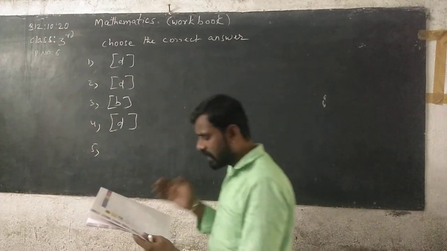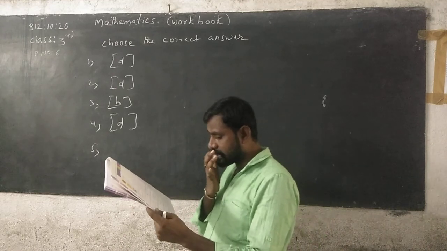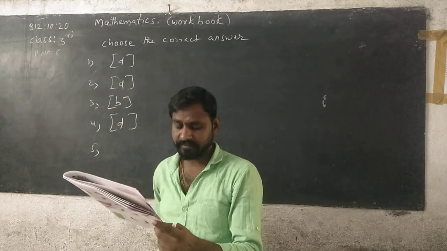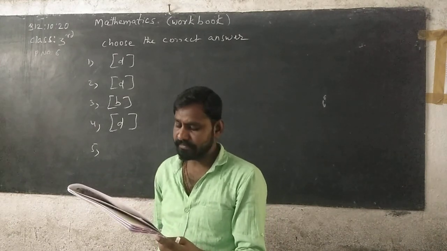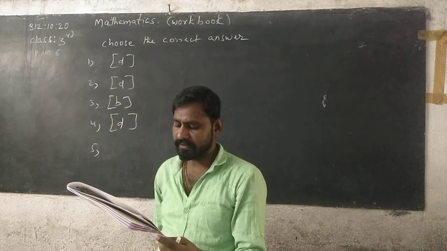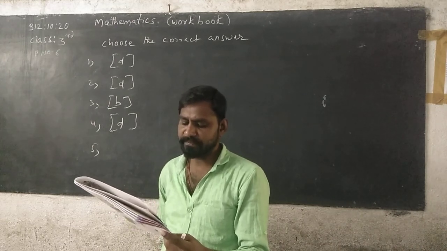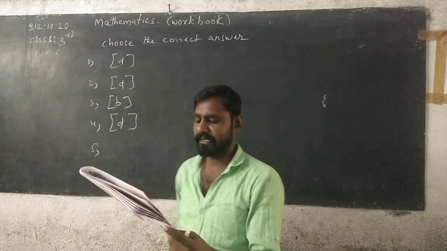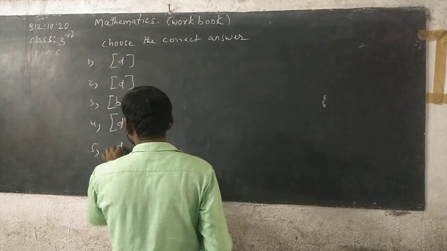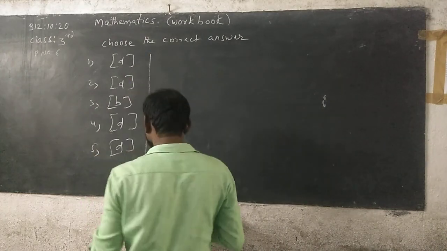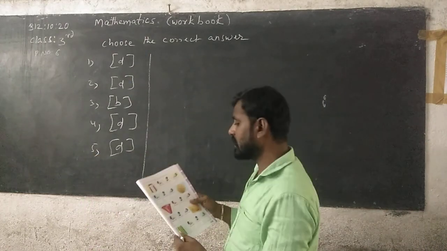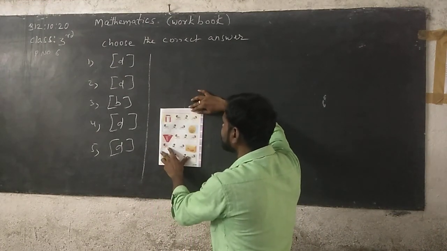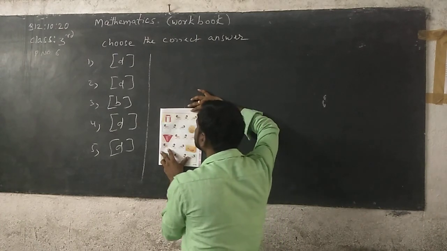Now, which of the following 3D figures have curved surfaces and no vertices? A, cone and cuboid. B, cylinder and cube. C, sphere and cone. D, cylinder and sphere. Cylinder and sphere. D is the correct answer. Now next, page number 7. Count the number of faces, edges and corners for each object.